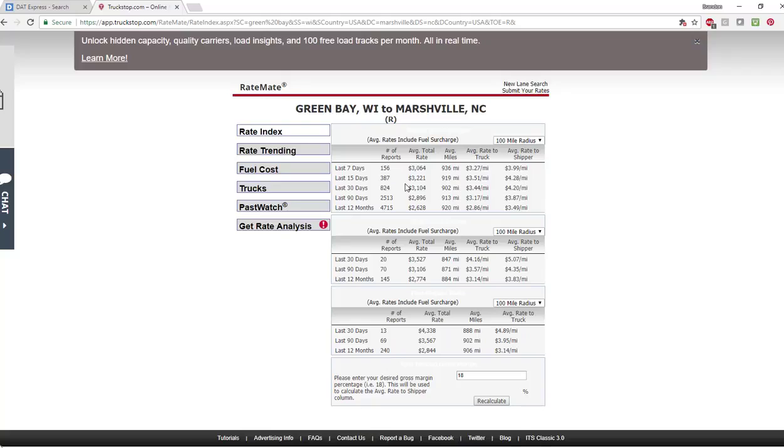You want to know what it is that you can move that load for, and the best way to do that is to talk to trucks. Although this is a good start. This is called Rate Mate, and it's going to give you an idea of what that particular lane is going for. In this case, it says the average rate to the shipper is $3.99, average rate to the truck is $3.27. Okay, let's contrast that.